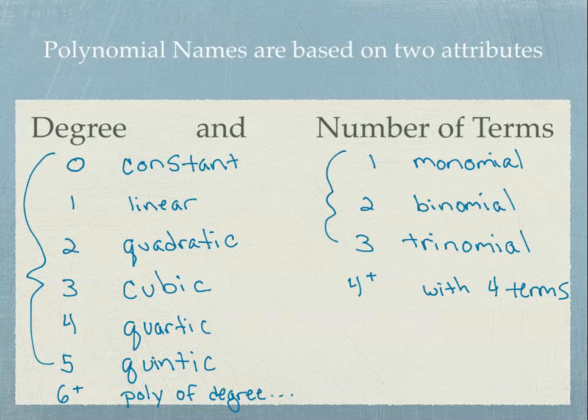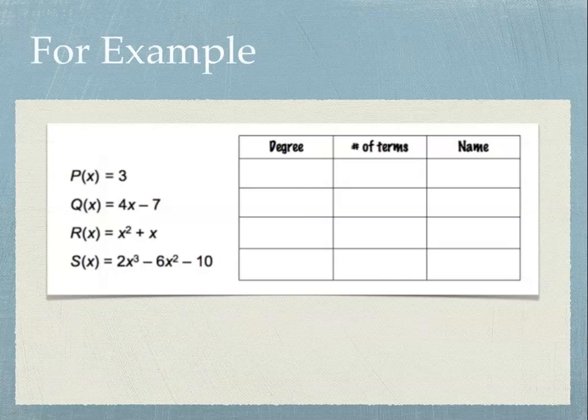So you can combine these names based on the degree and the number of terms. For example, you could say, I have a quadratic monomial, all right? And that is the name of a polynomial. For example, here are a few.